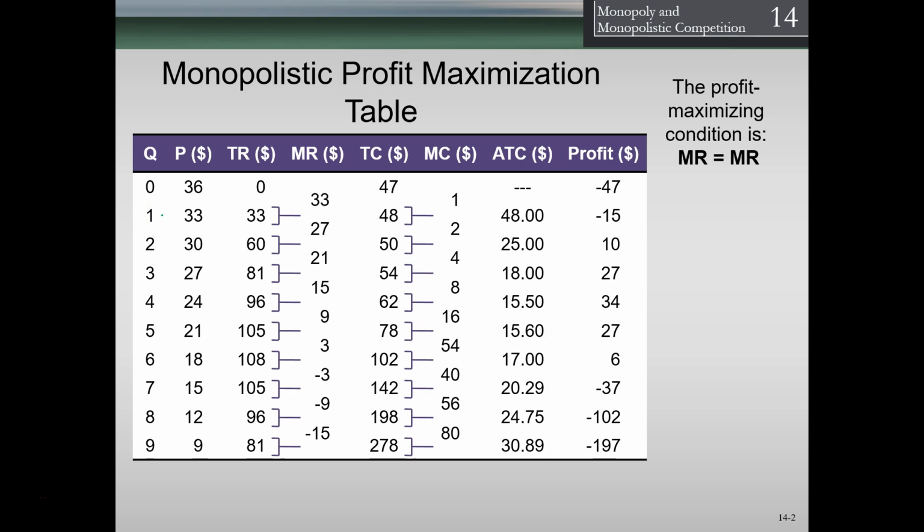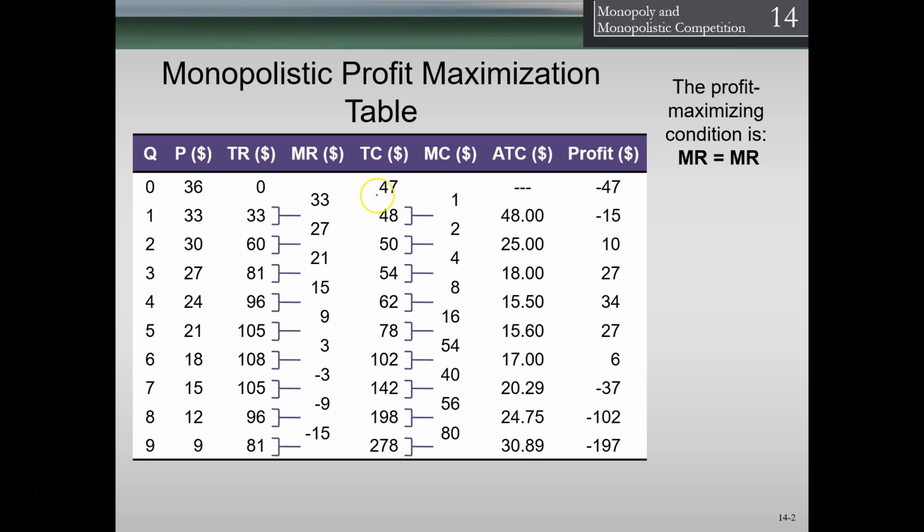If we produce 1 unit then, and sell 1 unit, then in order to do that, we're going to have to lower the price to 33. So if we charge $33, then we can produce and sell 1 unit. That will give us a total revenue of 33. The marginal revenue, remember that's the change on the margin, from 0, what we earned in revenue at 0 units, to 33 is a change, of course, of 33.